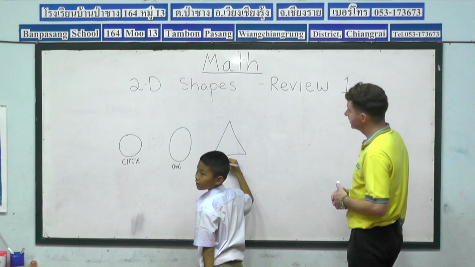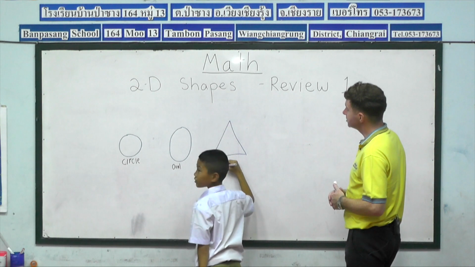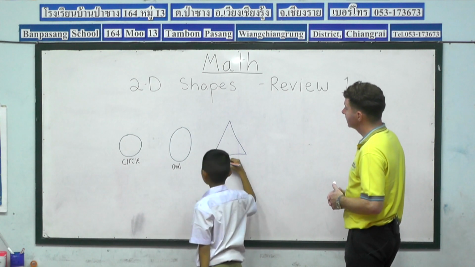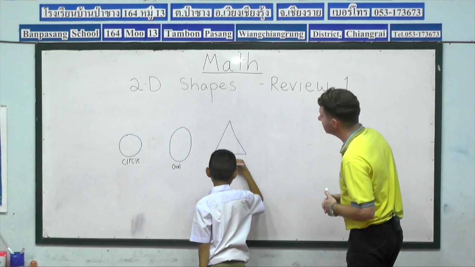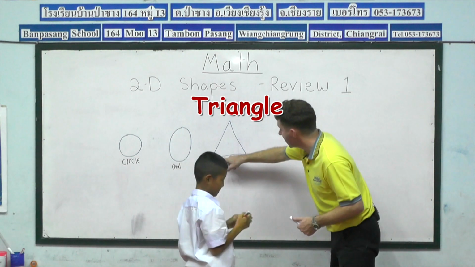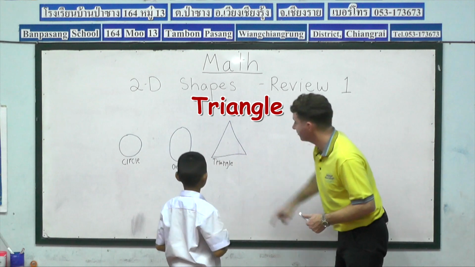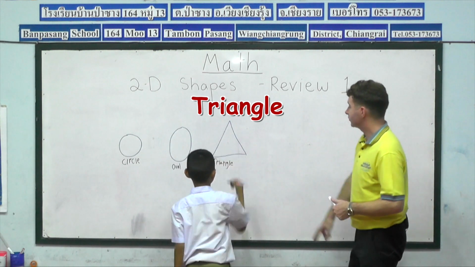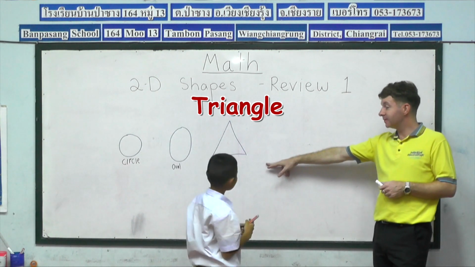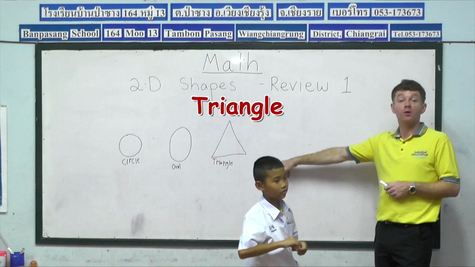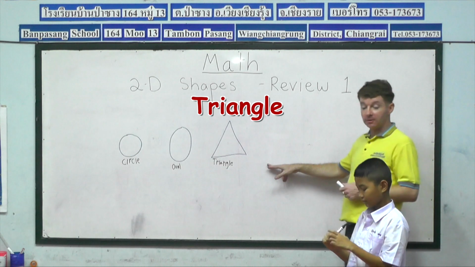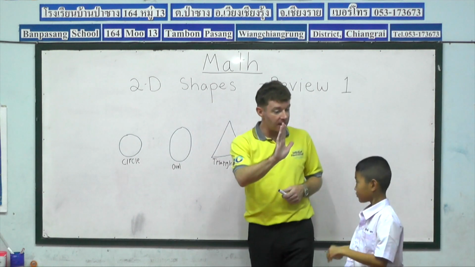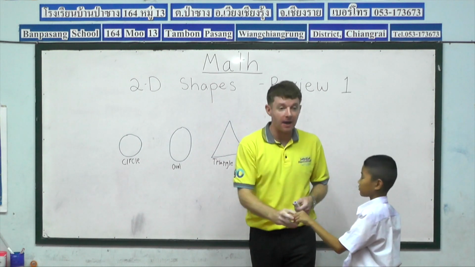T-R-I-A-N-G-L-E. Okay, and this is I. This needs a stop on the top for I. So what's our shape called, Bangpon? Triangle. All together, guys. Triangle. Bangpon, well done. High five. Big round of applause for Bangpon.